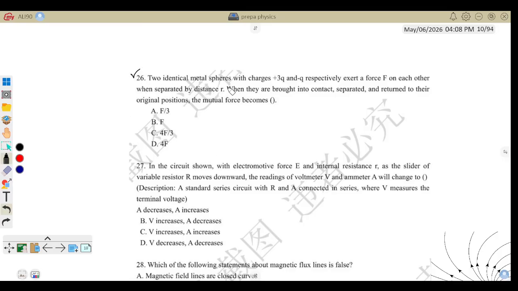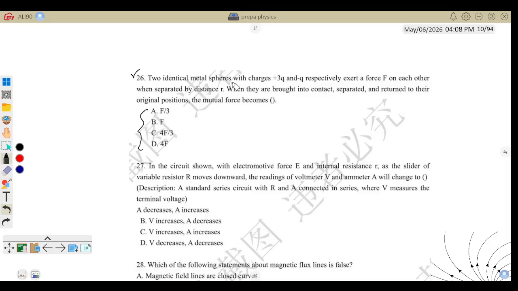Two identical metal spheres with charges plus 3q and minus q respectively exert a force F on each other when separated by a distance r. When they are brought into contact, separated, and returned to their original position, the mutual force becomes which one of these four? We have a question similar to the one we have seen previously.